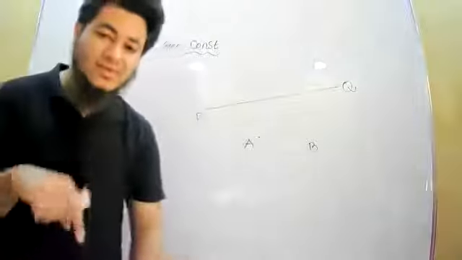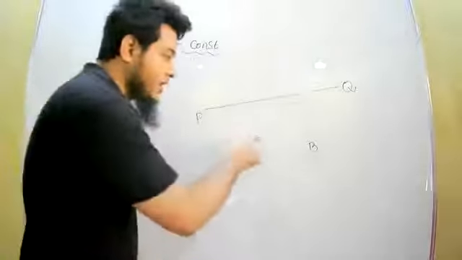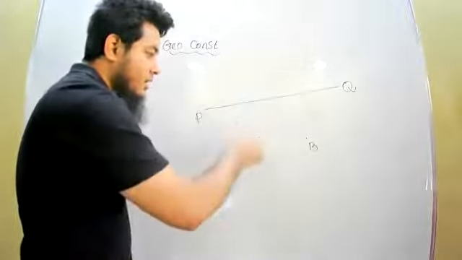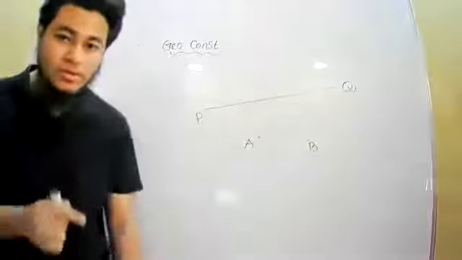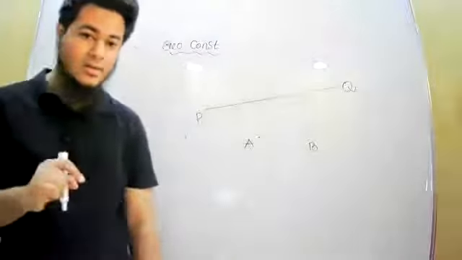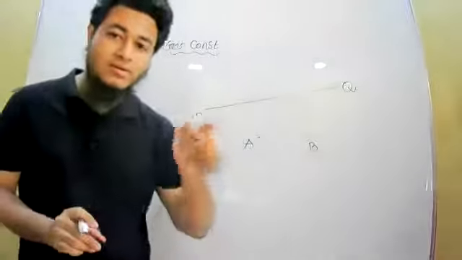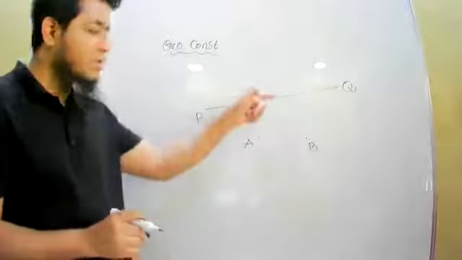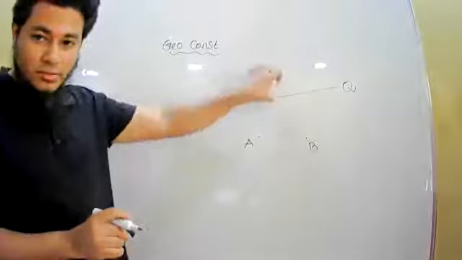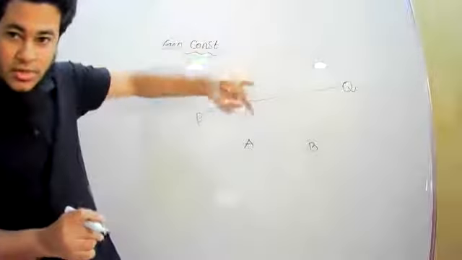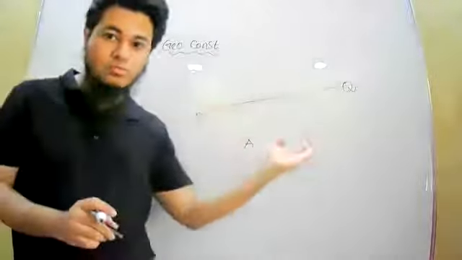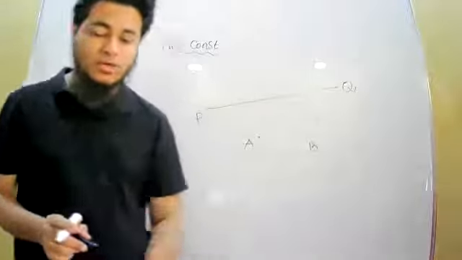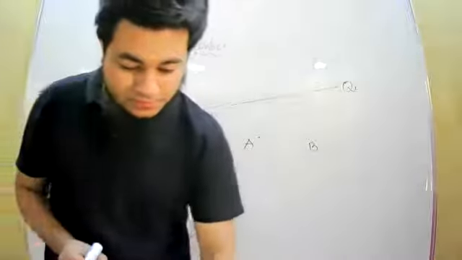Now we have to draw a circle which will pass through A and B, but there is another condition: the center of that circle has to lie on this line. That means the center will be here, and we will draw the circle, and it has to pass through points A and B. So these are the 2 conditions. Now let us see how to draw it.